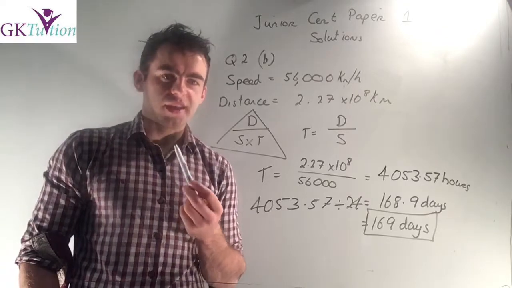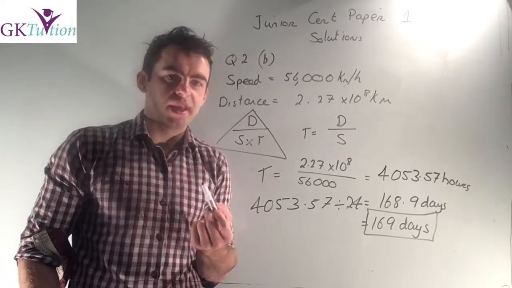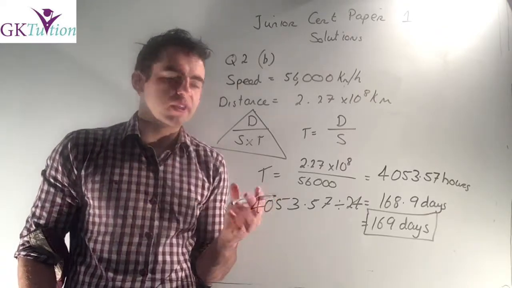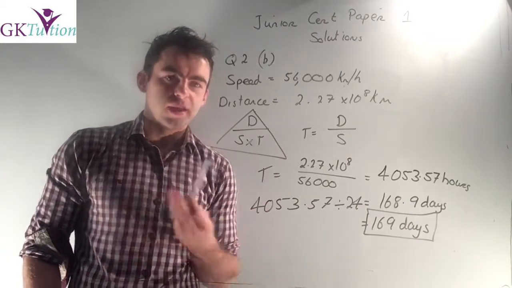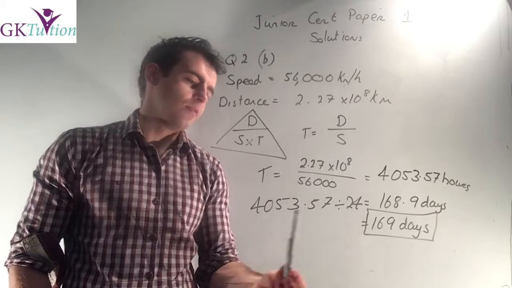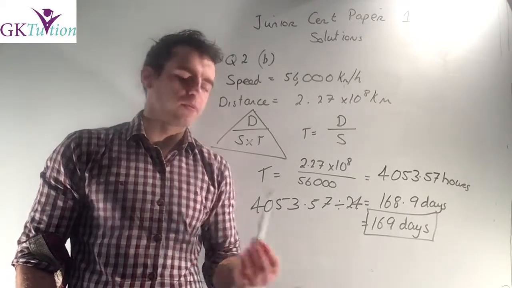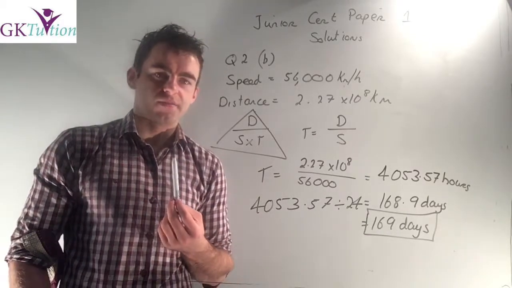But the question said, how long would it take to the nearest day? Clearly there's 24 hours in a day, so I need to divide the number of hours by 24. That will tell me how many days it will take. And if you do that to the nearest day, your answer works out as 169 days.